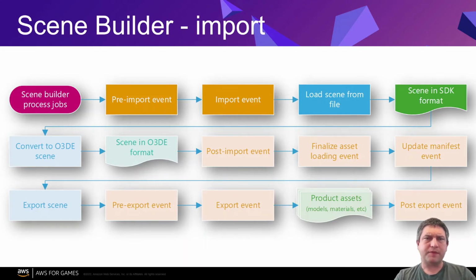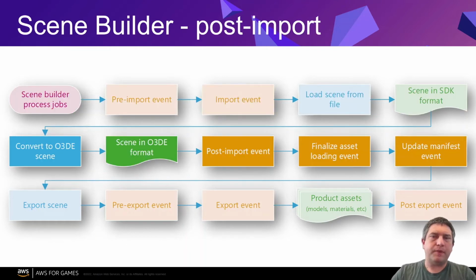The first set of steps here, you'll notice the pre-import and import event, and then we load the scene from file into the SDK format. Like I said earlier, we use an external SDK, the Open Asset Importer library, to load these scene files for us. This was done because it supports a huge number of scene file formats, and we've had a lot of requests over the years for support for different scene files based on teams' needs and preferences. So our thought was, if we go with something that supports multiple formats, then we can let teams control that themselves.